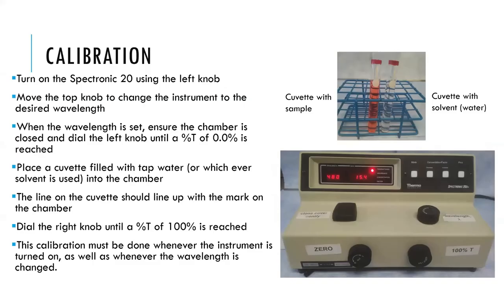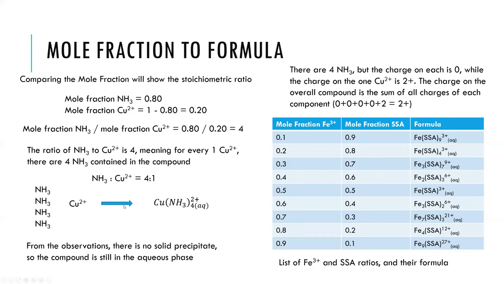So when you're looking at these different compounds, they are not in a solid phase. The product is not a solid. It is still an aqueous compound. It is an aqueous product. You'll also notice that ammonia, just like the SSA, has no charge. So the final charge, or the oxidation state of the final product, is still the charge of the metal ion. You're adding up all of the charges together, and that's what would give you the final charge of the product.